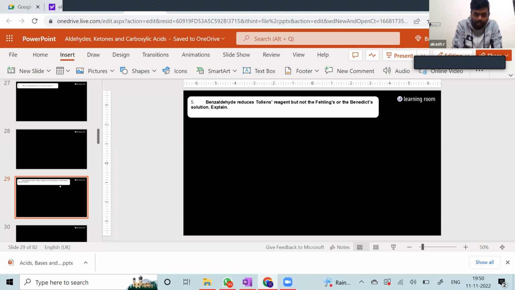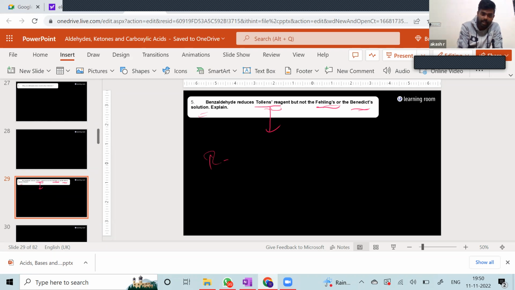Anyways, no issues. Benzaldehyde reduces Tollens' reagent. Obviously, the aldehyde will be able to reduce your Tollens' reagent. But being an aldehyde, it is not going to give me Fehling's or Benedict's. Now, why is it like that? Basically, they have to get oxidized. Tollens' reagent, Fehling's reagent, all of these are going to be oxidizing agents. That's what I told you.